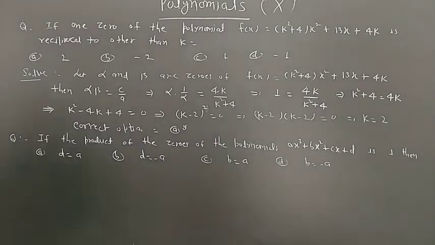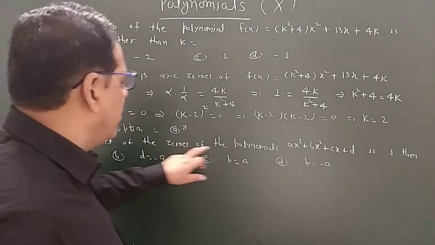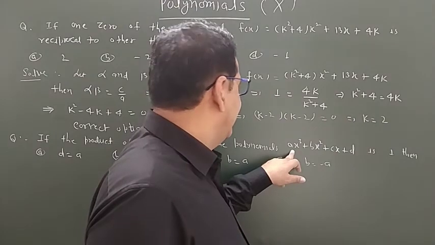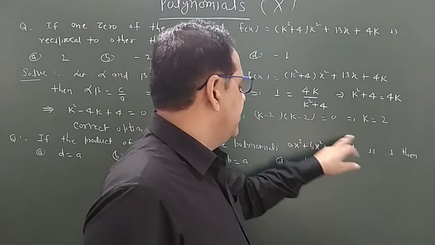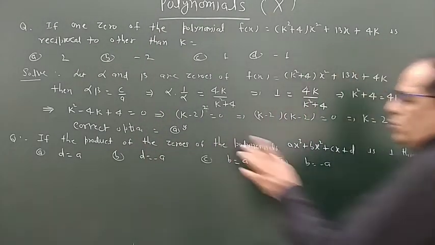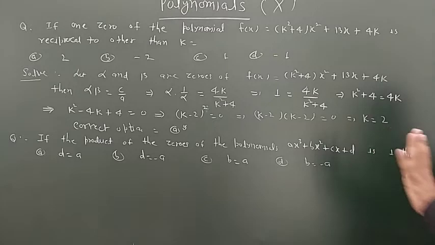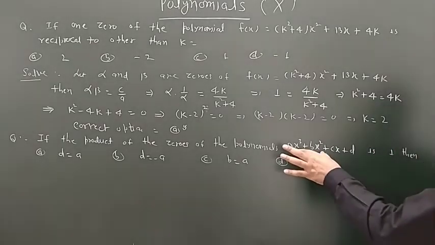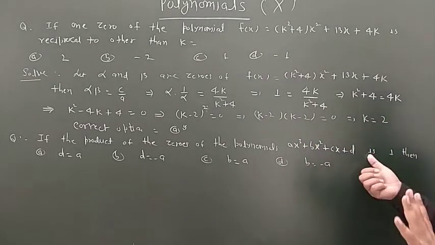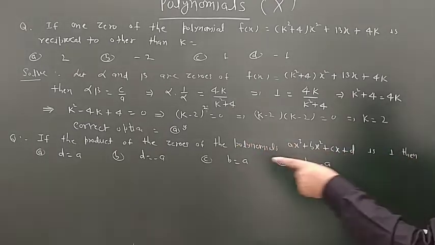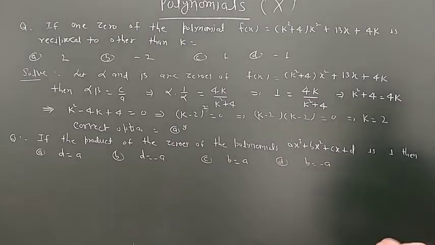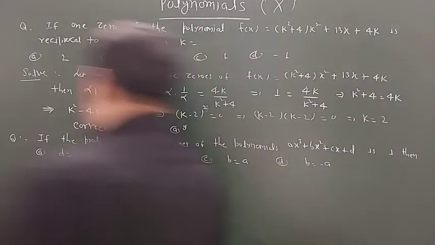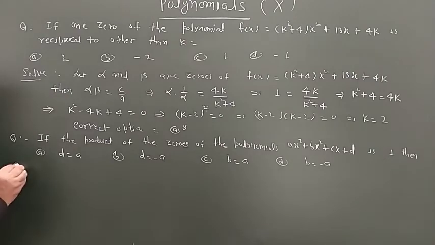The next question is, if the product of the zeros of the polynomial, this is clearly a cubic polynomial, ax to the power 3 plus bx to the power 2 plus cx plus d, is 1. The product of the zeros, this is a cubic polynomial, so be clearly aware about it. This polynomial has at most 3 real zeros, and the product of the zeros is given as 1. Then we want to find which relation is correct from these given options. Okay, so how do we start this question? This is only rough work. We want to find only the correct option.